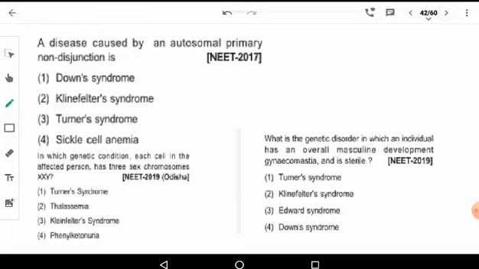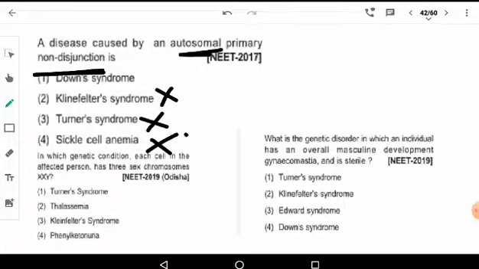Let's move to the next question. A disease which is caused by autosomal primary non-disjunction. Since it is autosomal, it cannot be Klinefelter syndrome, it cannot be Turner syndrome, and non-disjunction means it is going to be chromosome related and not sickle cell anemia. So it is going to be Down syndrome. In which genetic condition does each cell in the affected person have 3 sex chromosomes, XXY? Again, it's very simple. It is Klinefelter syndrome.